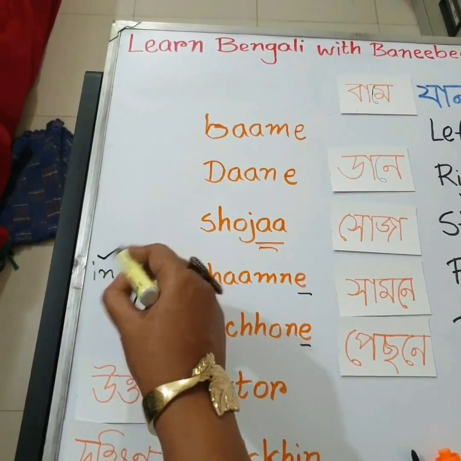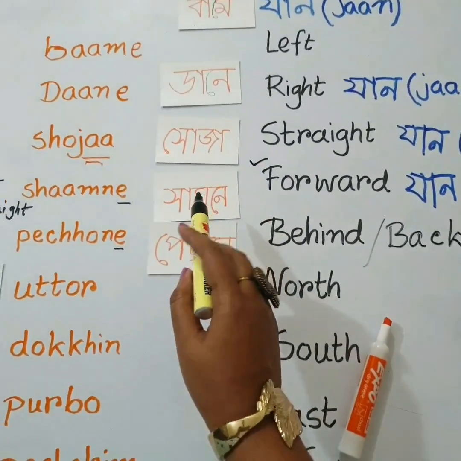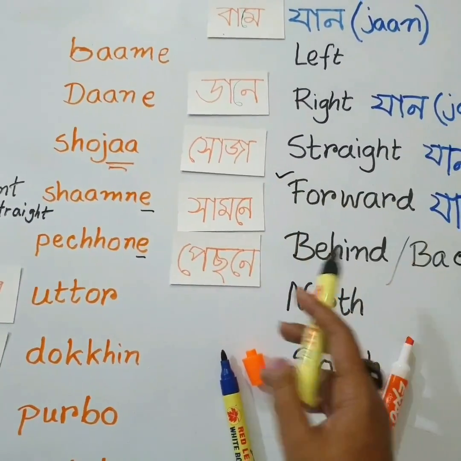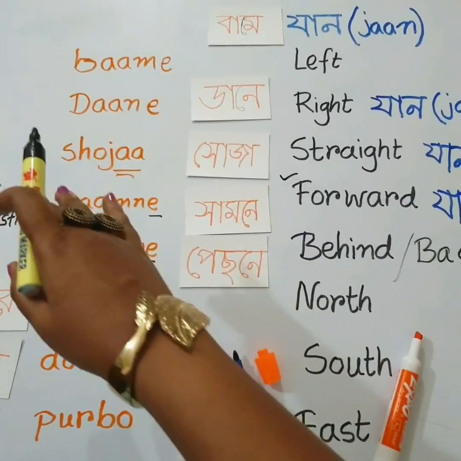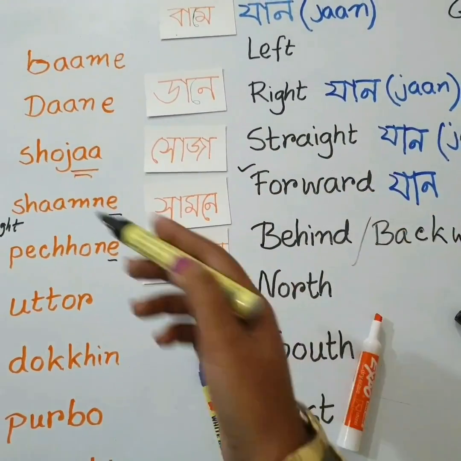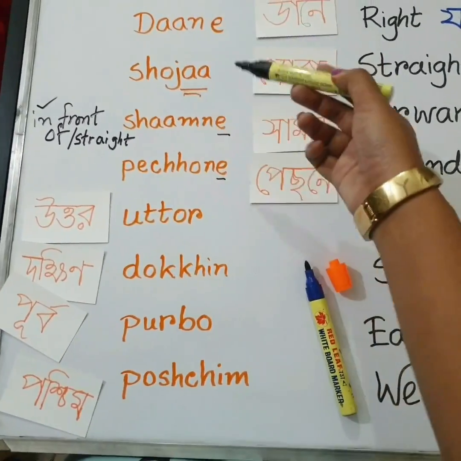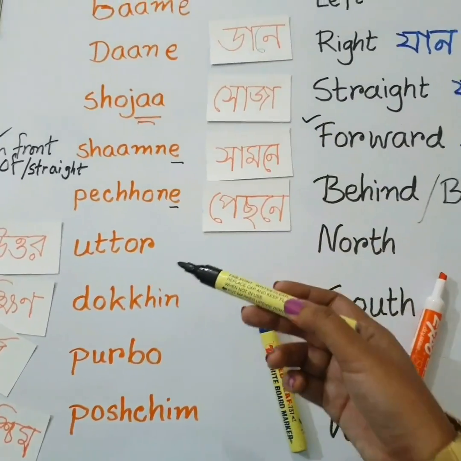Most specifically in front of and forward. But shoja always means straight. So we can say shoja line, that means a straight line, right? Line is that English word, straight line. So we will use shoja for that. So that is the difference between shoja and shamne.